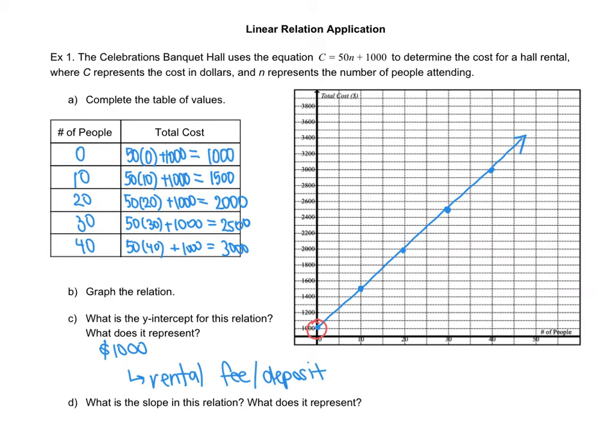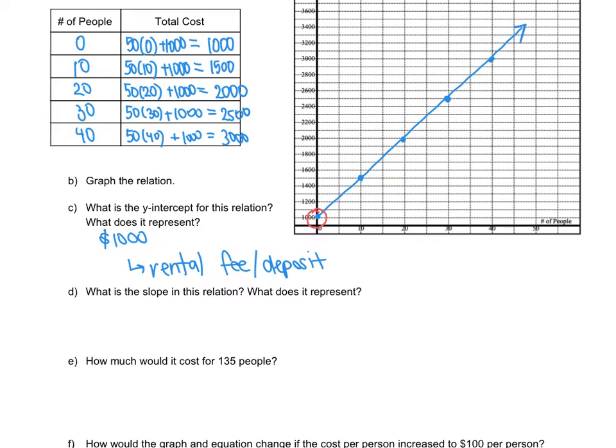Next, what is the slope and what does it represent? So we can use our knowledge of rise over run here. I'm just going to pick random points that I have nicely plotted. And now we do have to be very careful with our scale here. I'm not just going to count the boxes because that doesn't make sense. So for my rise, I'm going from 1,500 all the way to 2,000. That's a $500 increase. For my run, I'm going from 10 people to 20 people. So that's 10 people in total. So when I do my slope, rise of $500 over run of 10 people, that's 50.